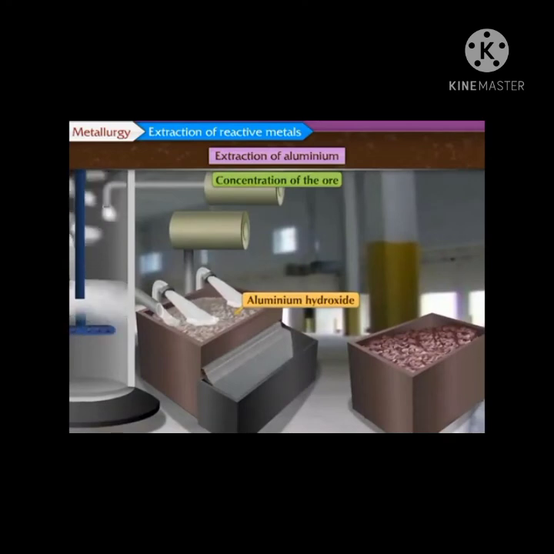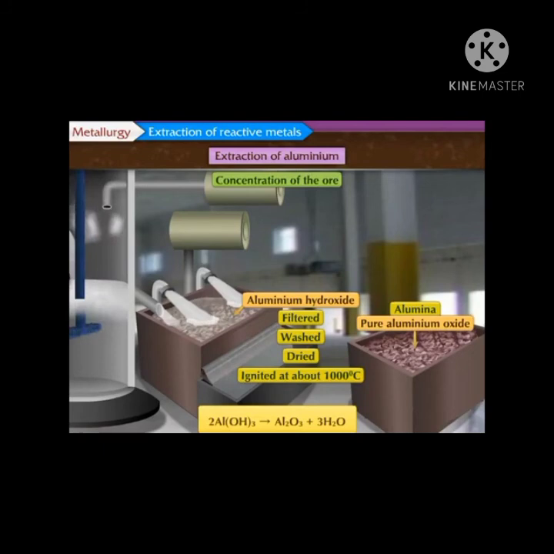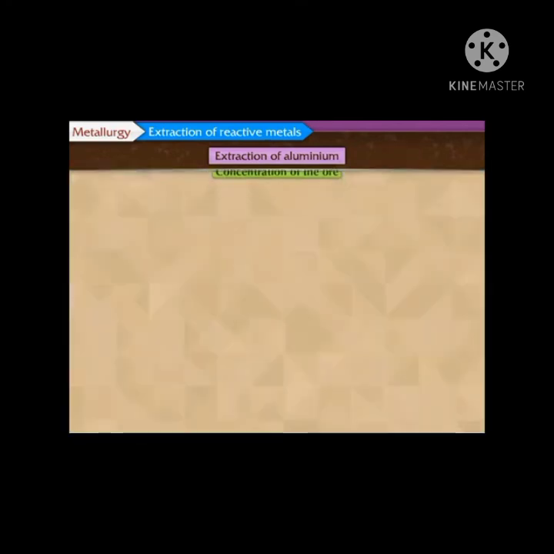Aluminium hydroxide is obtained by both processes. It is filtered, washed, dried and ignited at about 100 degrees Celsius to obtain pure aluminium oxide, which is also called alumina. This method is called calcination. The next step is the electrolytic reduction of alumina. Step 2. Electrolytic reduction of alumina.